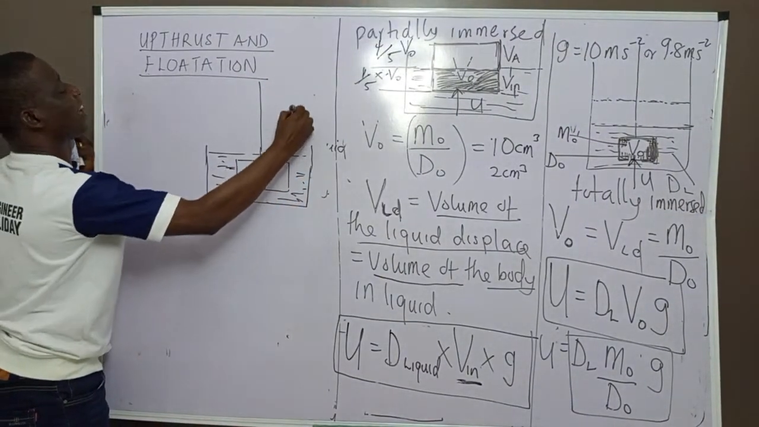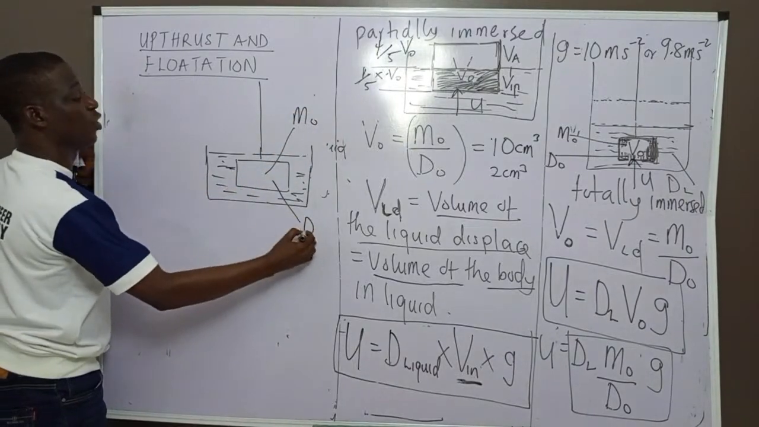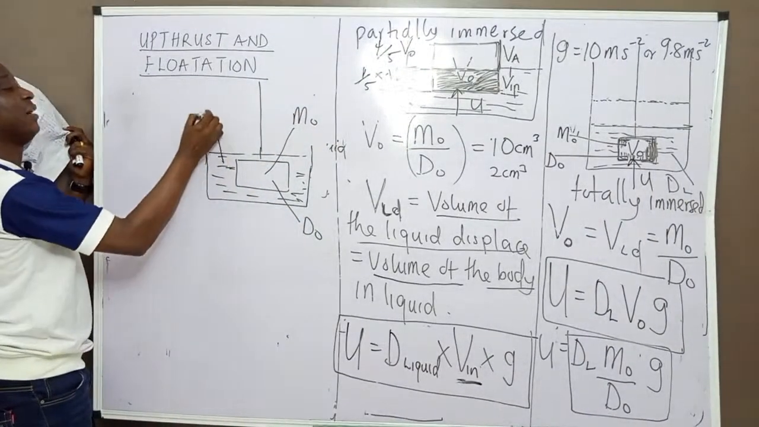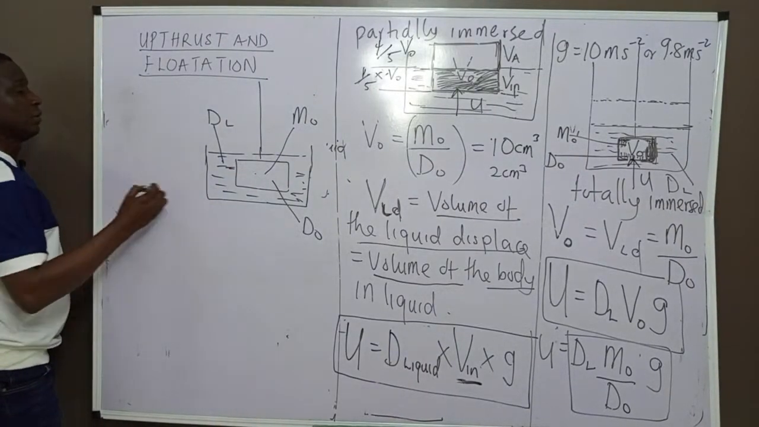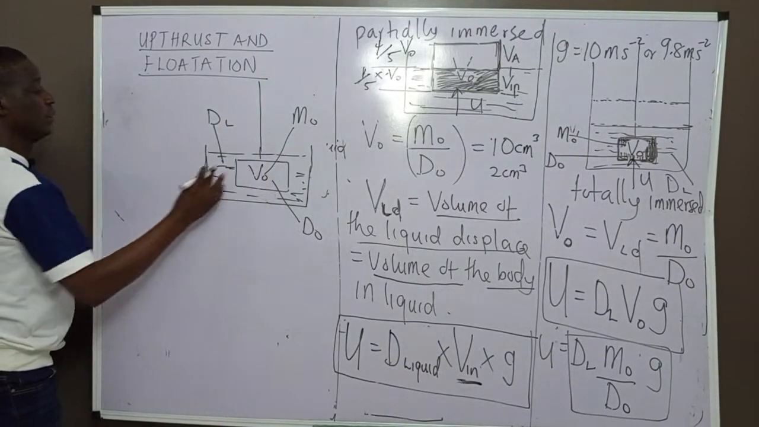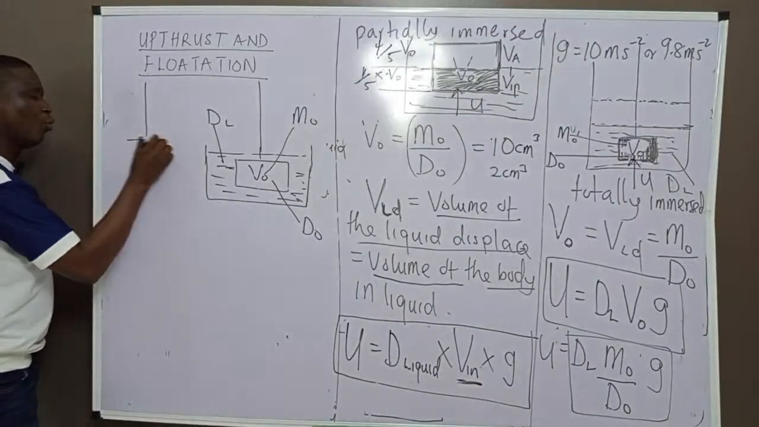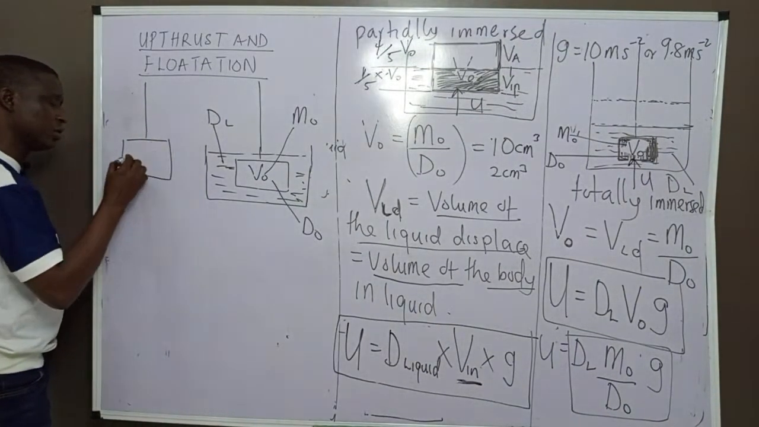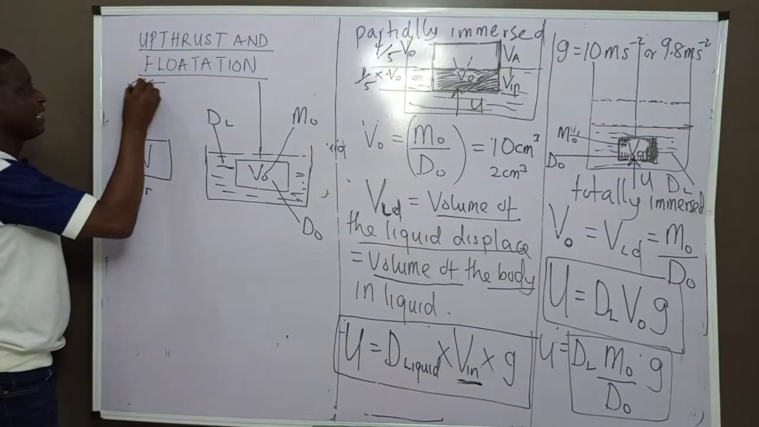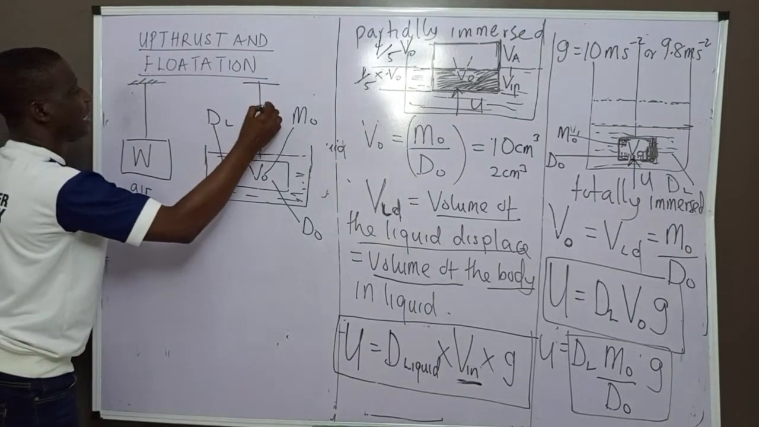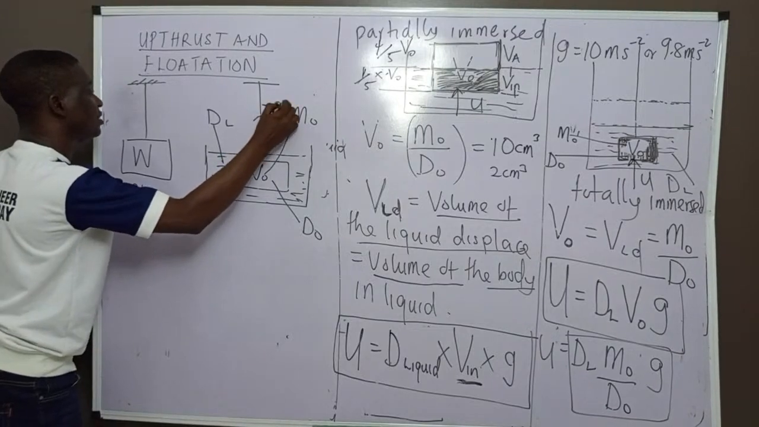You are given the mass of the object, the density of the object, and the density of the liquid. This is the body itself, with a volume, totally immersed. Now, we weigh the body in air. We suspend it with a thread. Let's call the thread tension, tension T.